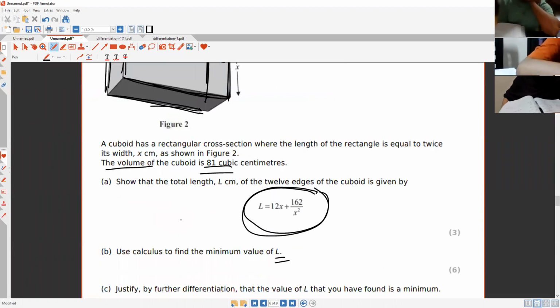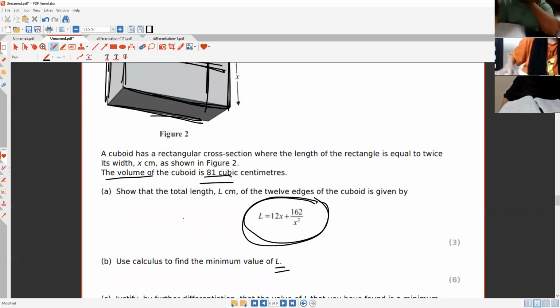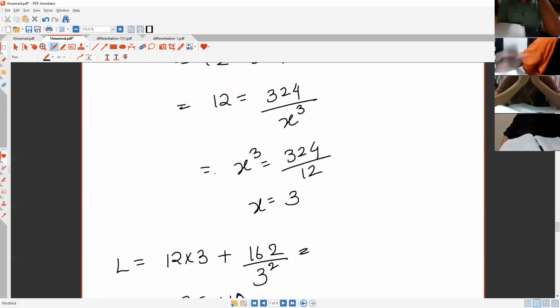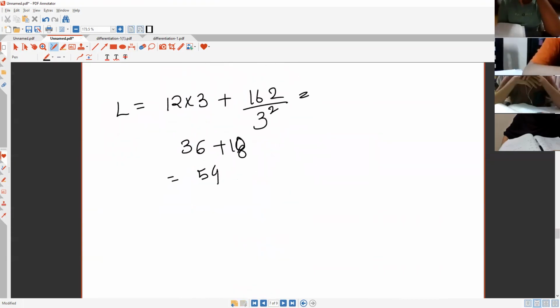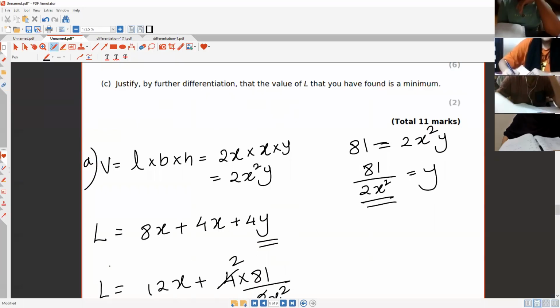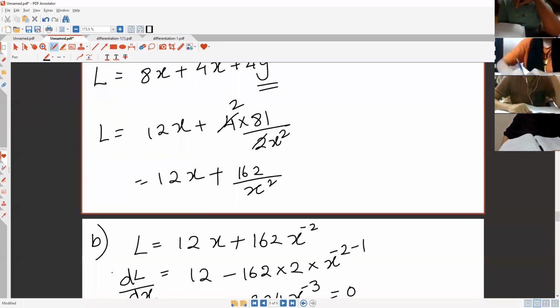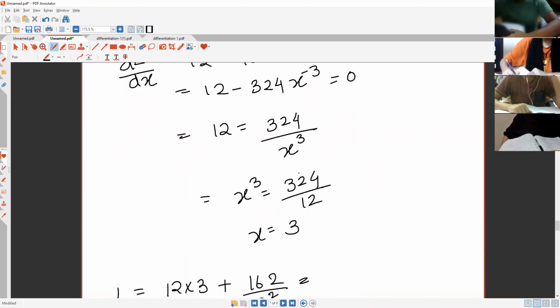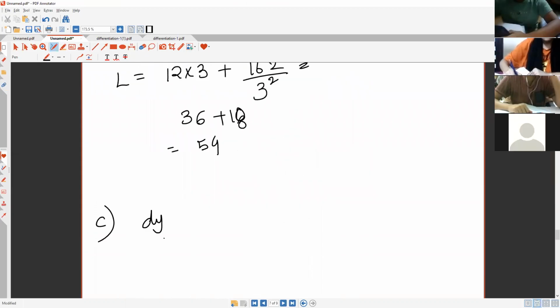Ahmed. Then I got the value of L. Then they said justify whether it is minimum. Fine. If I have to justify, I need to double differentiate it. That is the C part. For double differentiation, you need to find the single differentiation first. What was it? It was 12 minus 324 x raised to minus 3.